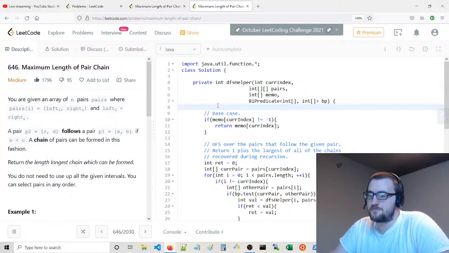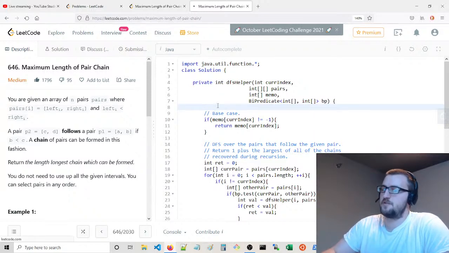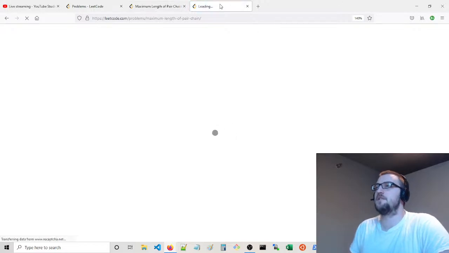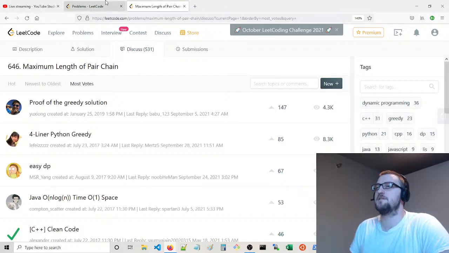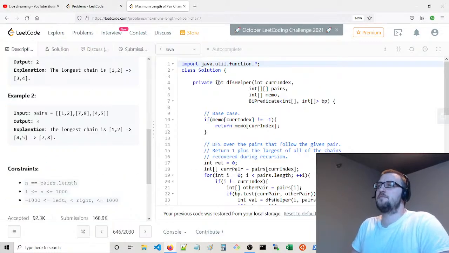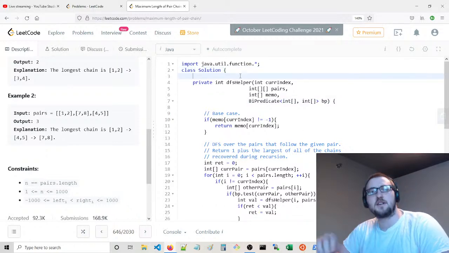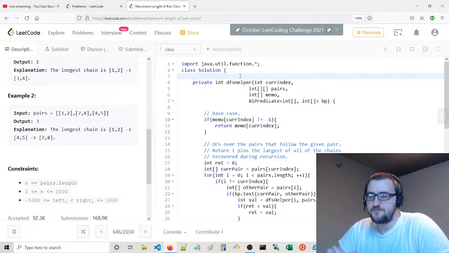But how do you prove that you're always going to get a maximal solution? What did we just do? How do you prove that we're always going to get a maximal solution using this algorithm? How do you prove the truth of a greedy algorithm?